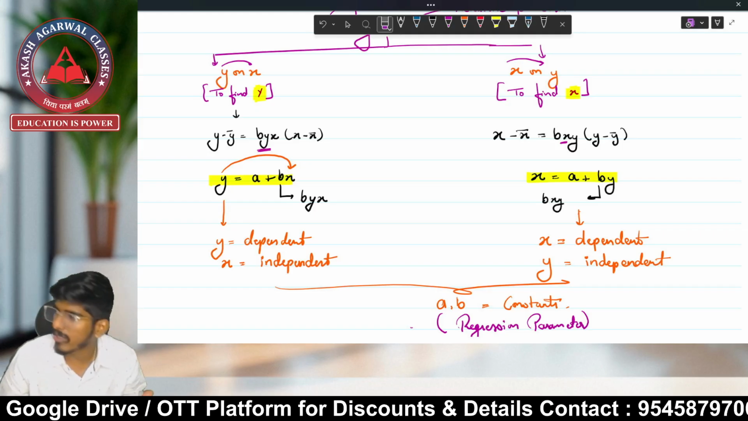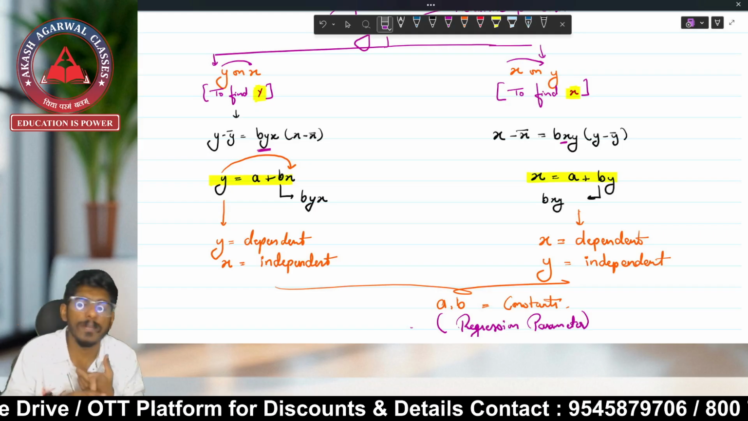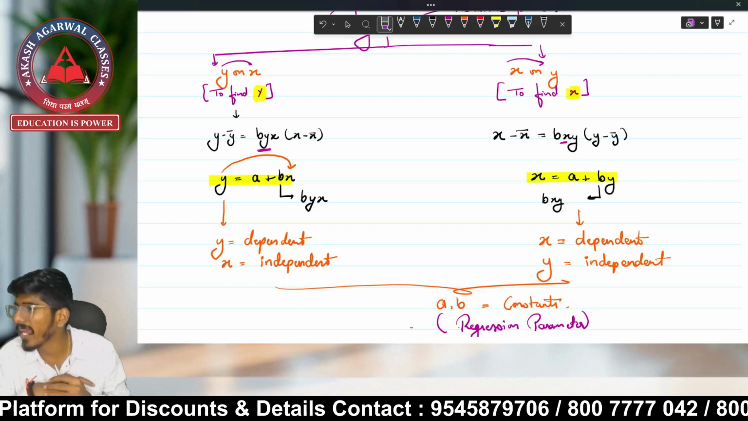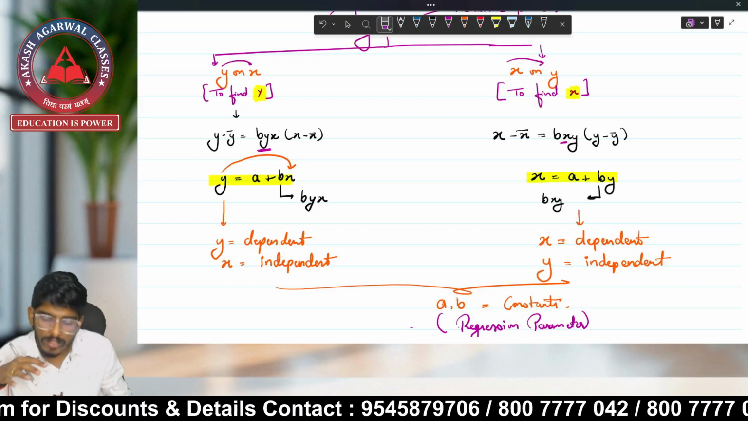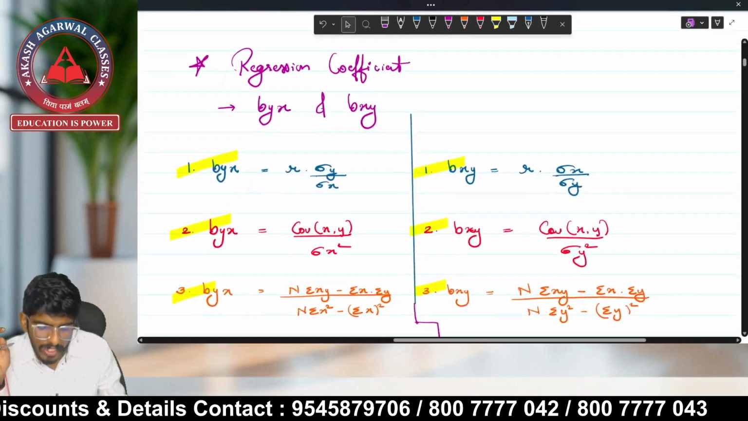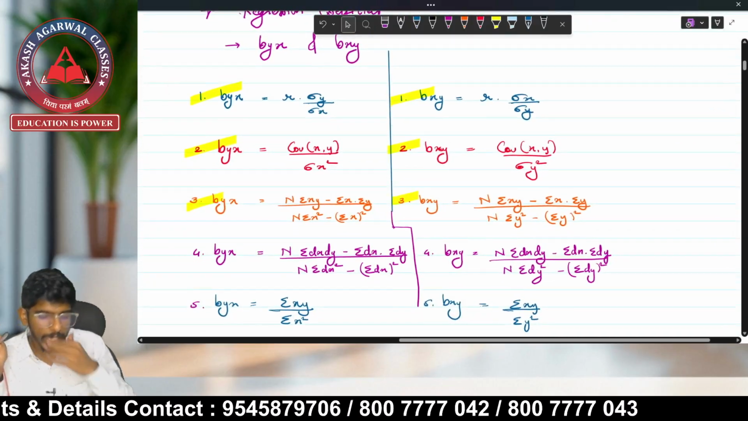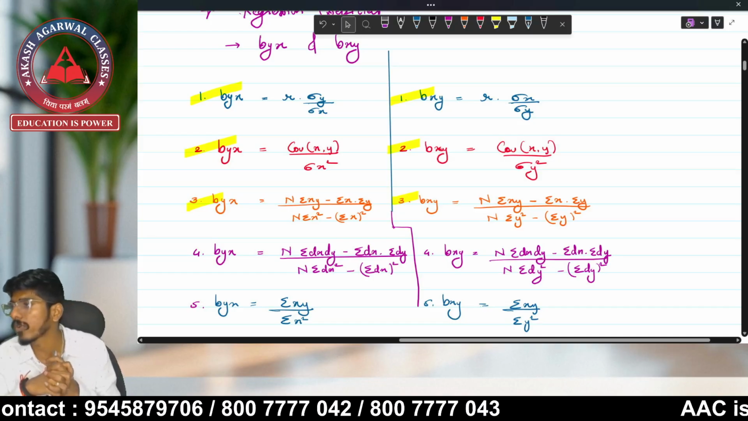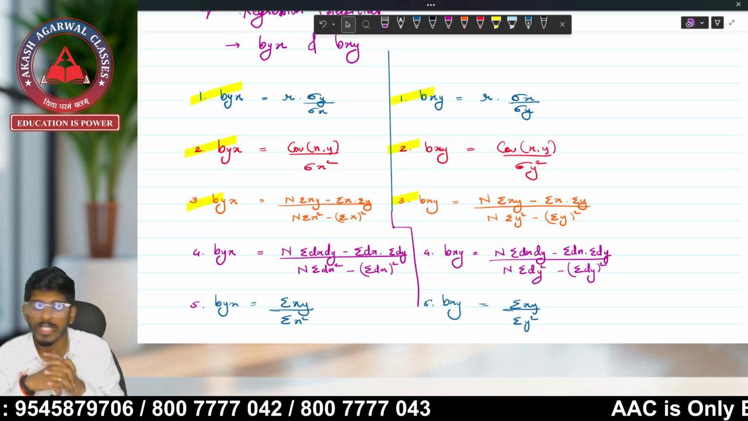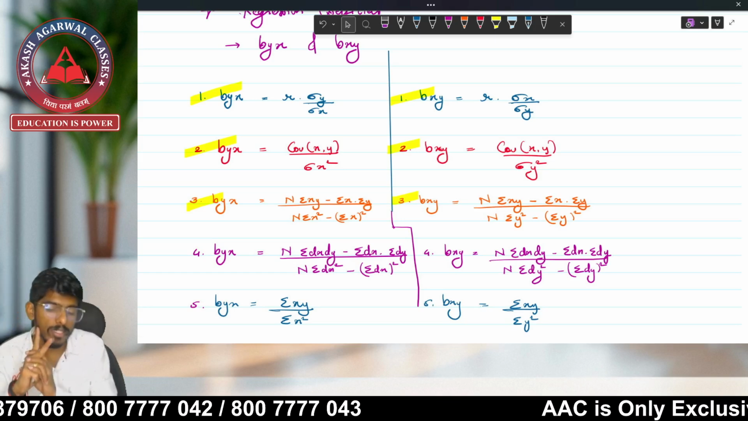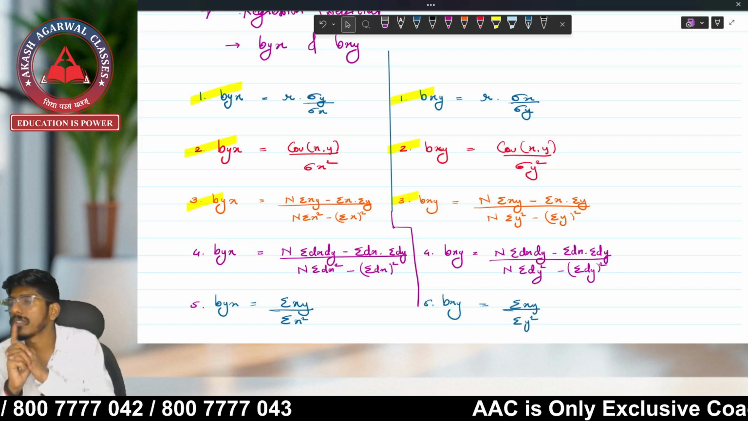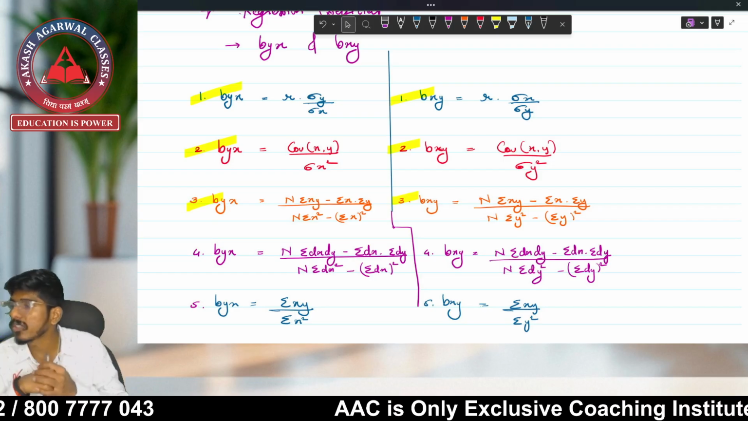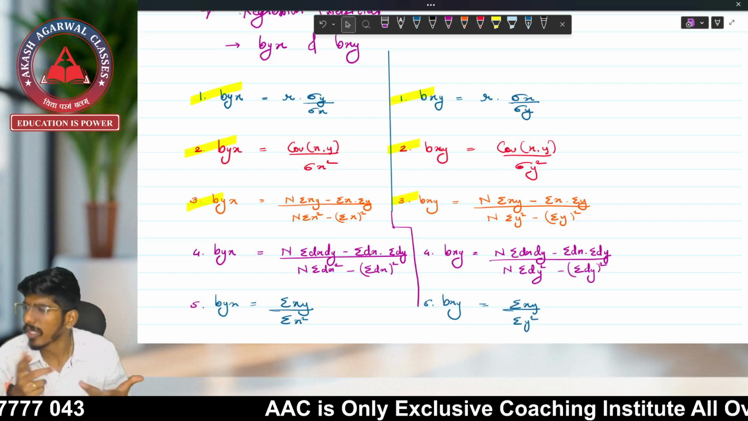Then we have Y equals a plus bX, where Y is dependent, X is independent, b is the slope, and a and b are the constants. Now we saw the regression coefficients, bxy and byx. There are a total of 5 formulas for finding byx and 5 formulas for bxy, but only 2 are the most important: r into standard deviation of Y upon standard deviation of X, and covariance of XY upon standard deviation of X square in the case of byx.